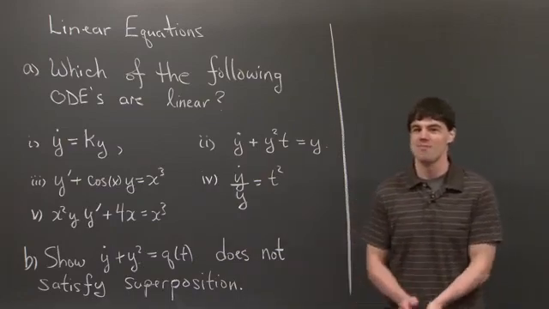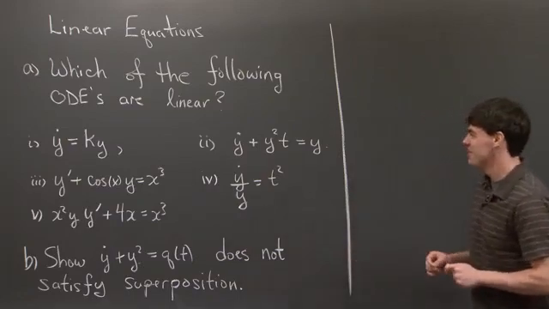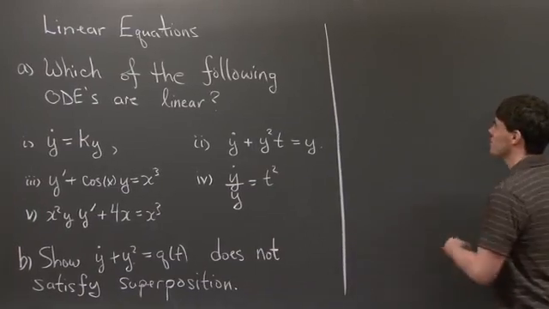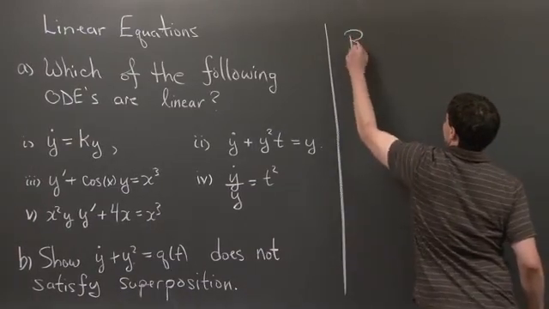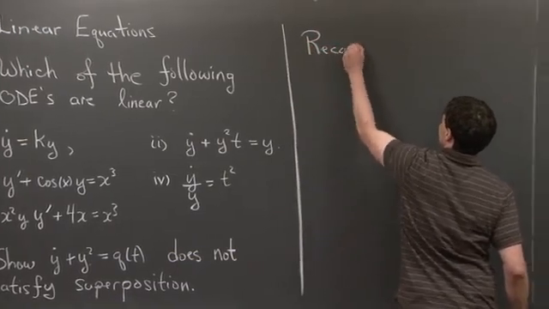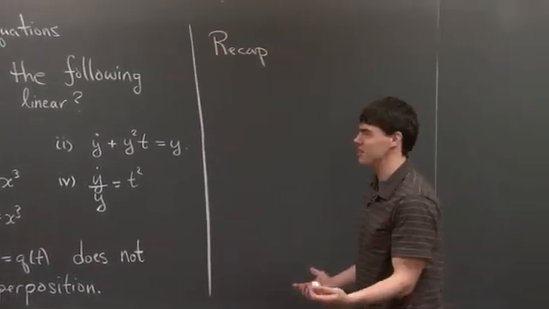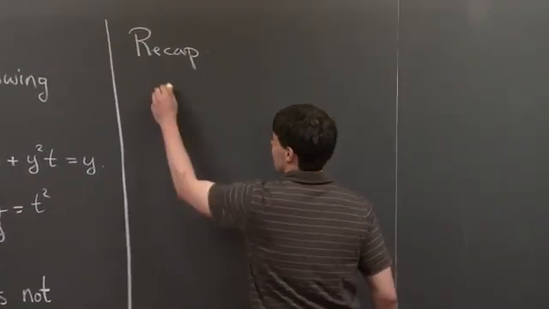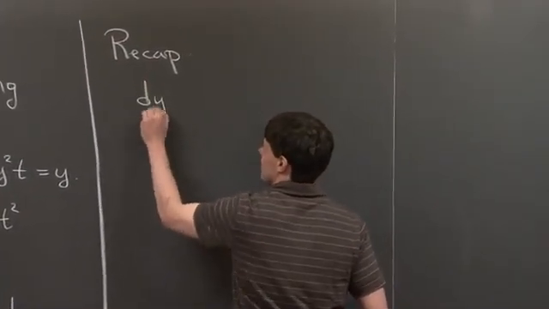Hi everyone, welcome back. All right, so we're asked to figure out which of these equations are linear. So just to recap, what does it mean for an equation to be linear? What does it mean for a first-order equation to be linear? Well, it means that we can write it in the general form.